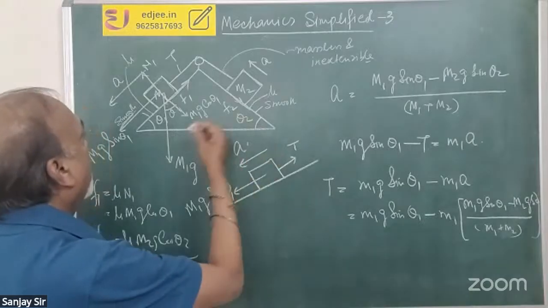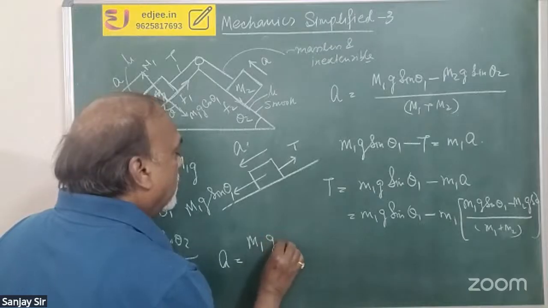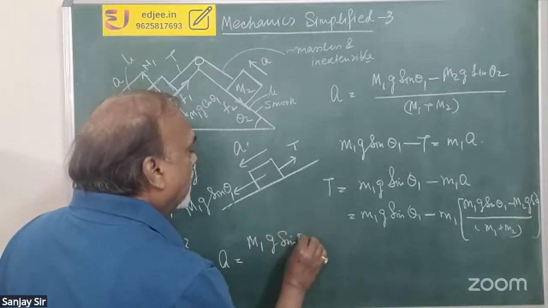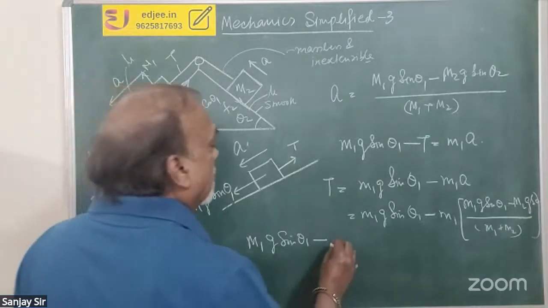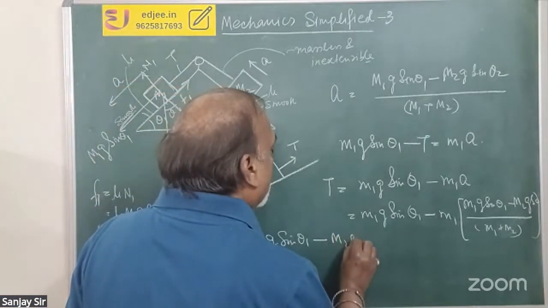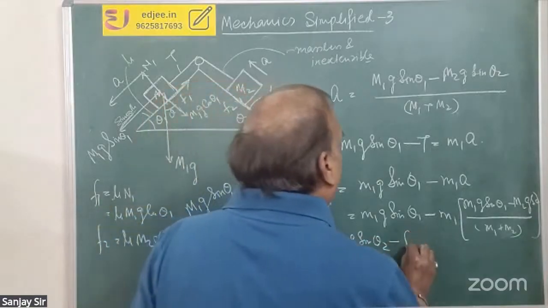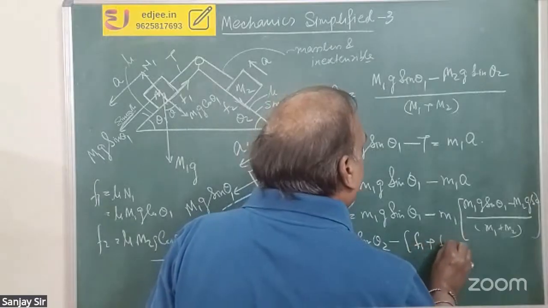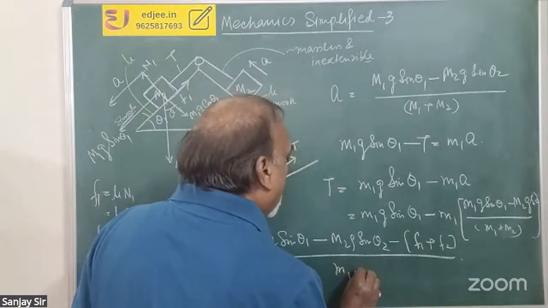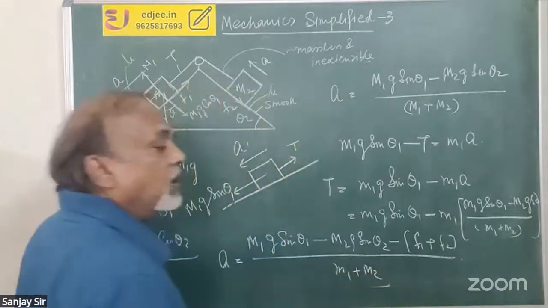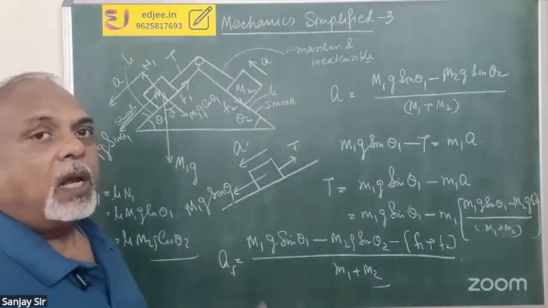What is the net force? The net force is basically m1 g sine theta 1 minus m2 g sine theta 2, and then both frictions will also come, divided by m1 plus m2. This will be the acceleration when friction is applied.